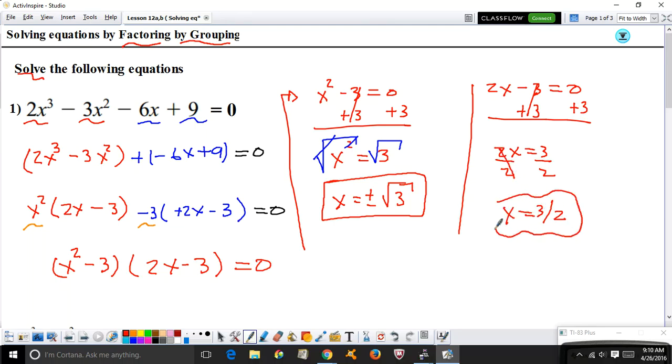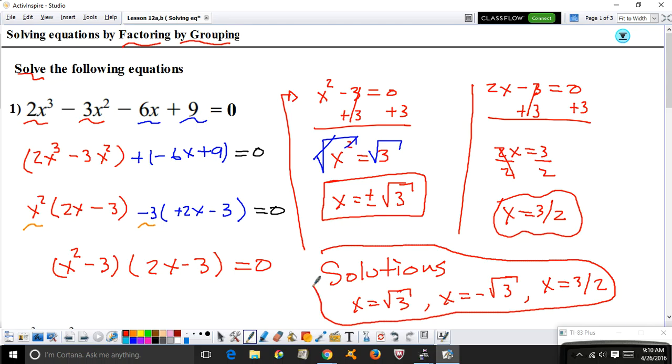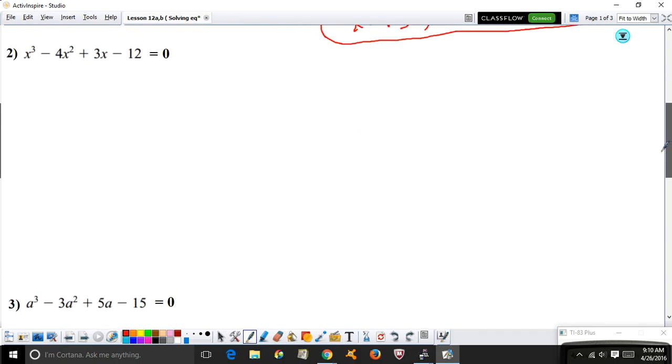Alright, so let's conclude this. What are my solutions? After all this work, we came up with 3 solutions: when x is equal to positive square root of 3, when x equals negative square root of 3, and when x equals 3 halves. Yes, it's a lot of work. But why is it a lot of work? Because we start with 4 terms. So now, let's do another example. I feel like this kind of stuff, you will understand it just by example.